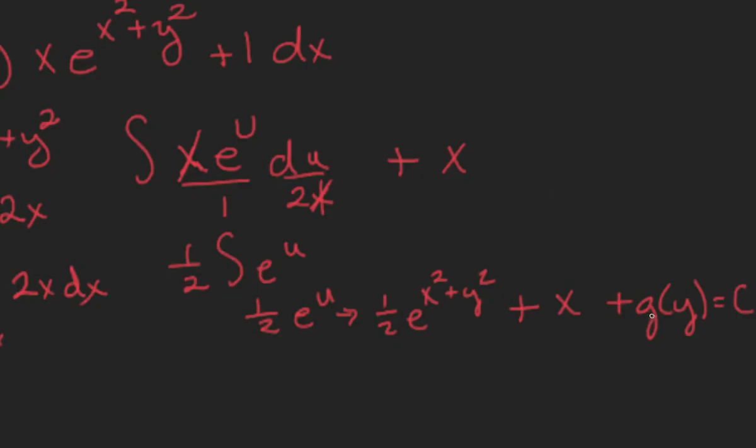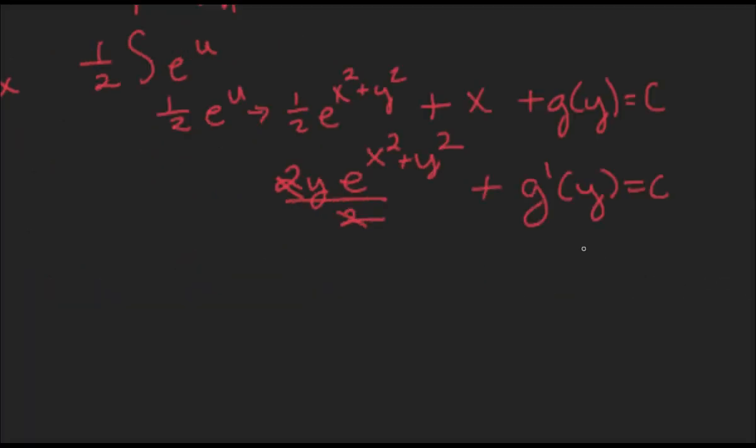Derive this with respect to y now. You're going to get the y e to the x squared plus y squared plus g prime of y. The 2's cancel from the derivative. Remember, the derivative of e to the something is derive that something and then rewrite your exponential function. So in this case, we're deriving with respect to y, so x goes to 0, then you get the 2y, 2's cancel. And this is what you get when you're done. Oop, this should be a 0, sorry. Derivative of a constant is 0.